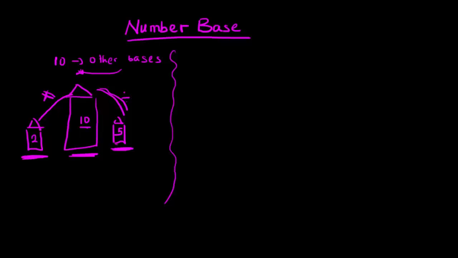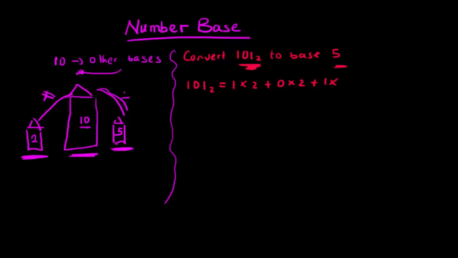Now for example, if I'm told to convert 101 in base 2 to base 5. The first thing I need to do is to convert to base 10. If I'm converting from base 2 to the natural base, it's like a promotion. That means I multiply. So I'll be having 101 in base 2 equals 1 times 2 plus 0 times 2 plus 1 times 2. Now don't forget to rank. So we have 0, 1, 2.